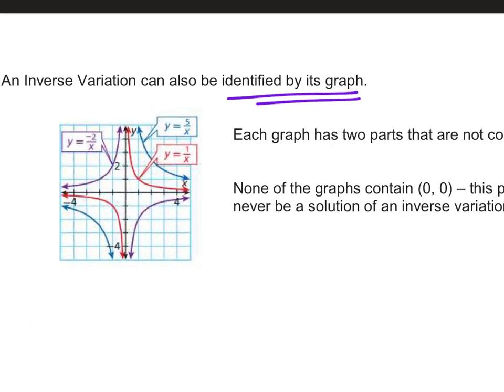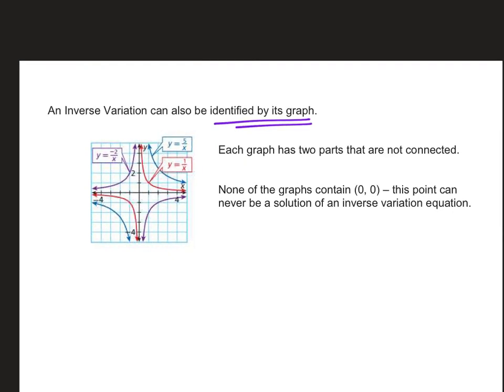So just a couple things to point out. Each graph has 2 parts that are not connected. That's what I was just pointing out. And none of the graphs contain the point 0, 0. If you notice, here's our origin right here. Nothing went through the origin. That point can never be a solution of an inverse variation equation. Remember, the point 0, 0, well, a couple of reasons, but one of them, x would be 0, and if we had y equals 5 over 0, that's undefined. So we don't have a graph at that point.